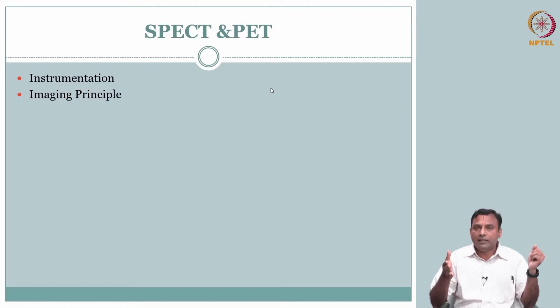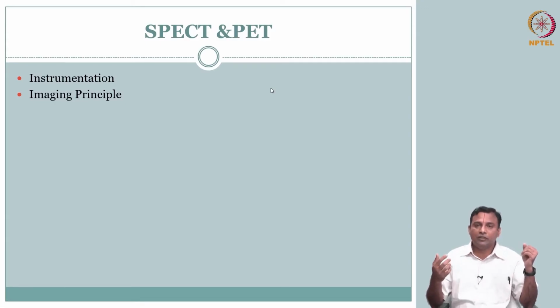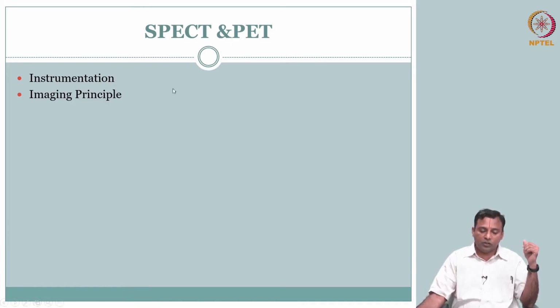So, we have scintigraphy. We know what signal is recorded, the gamma rays, and how it is recorded in planar scintigraphy. So, we will start from there with the scope of seeing the acquisition, first the instrumentation for SPECT and PET, and then the imaging principle, more specifically to do with your tomographic reconstruction. Okay. So, let us start with the instrumentation.